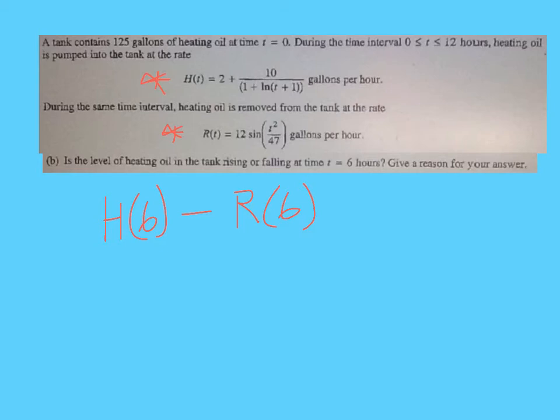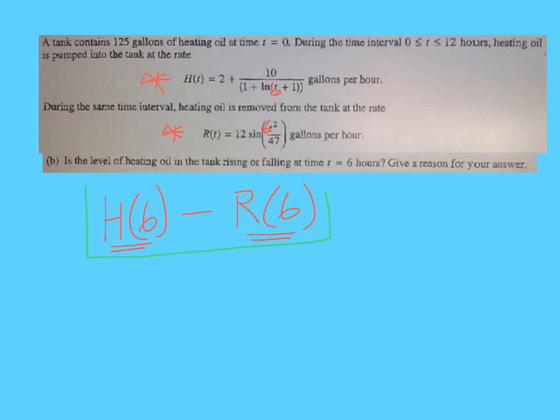And if I find both of those, if this ends up being a positive number, then the level is increasing. This one is larger. If it is a negative number, then our level is decreasing. So again, this is what we're looking at, always a good idea to show some sort of equation about what we're doing here. So now I'm going to go to my calculator again. I'm going to do h of 6, and I'm going to do r of 6.